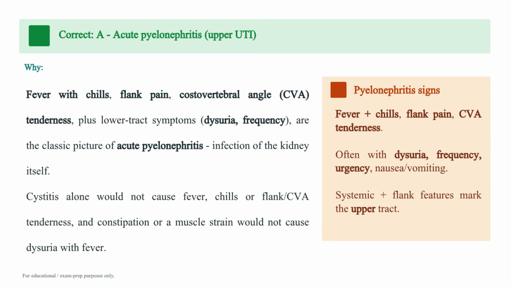Fever with chills, flank pain, costovertebral angle tenderness, plus burning and frequency are the classic picture of infection of the kidney itself. Cystitis alone would not cause the fever, chills, or flank tenderness, and constipation or a muscle strain would not cause burning urine with fever.